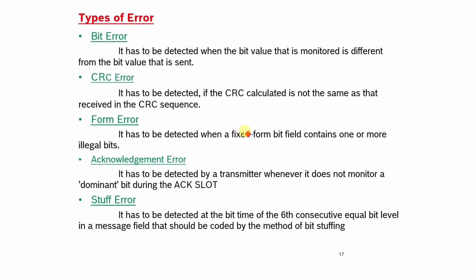What are the types of errors that occur in CAN bus? Bit error, it is a change in bit value, and CRC error, as we have discussed in CRC, cyclic redundancy check, a change in CRC code received. And form error is illegal bits detected, and acknowledgement error means you didn't get an acknowledgement for a data sent.